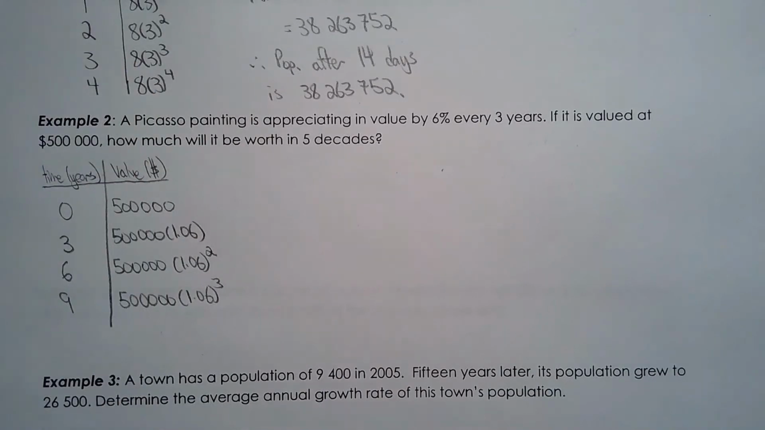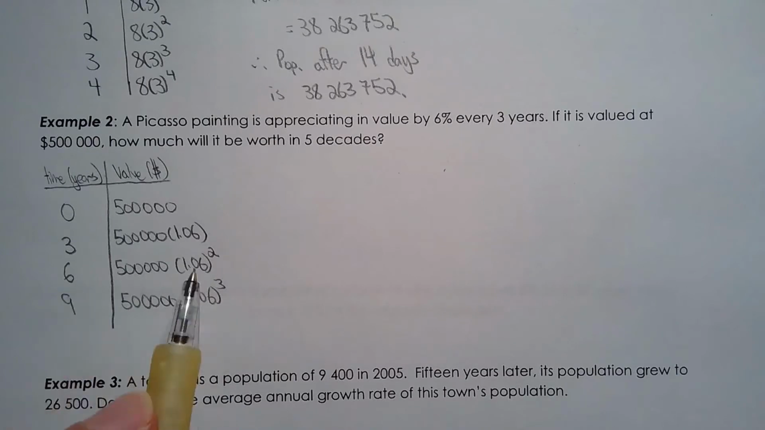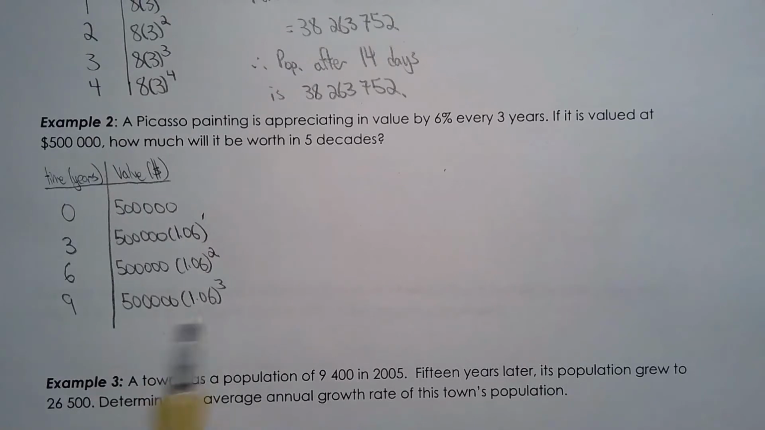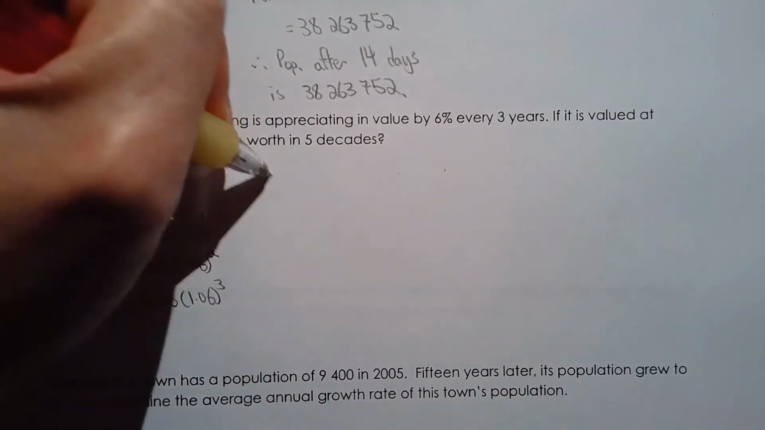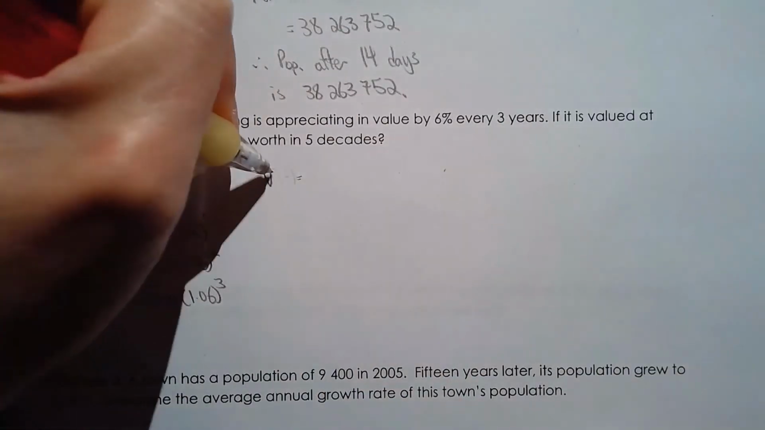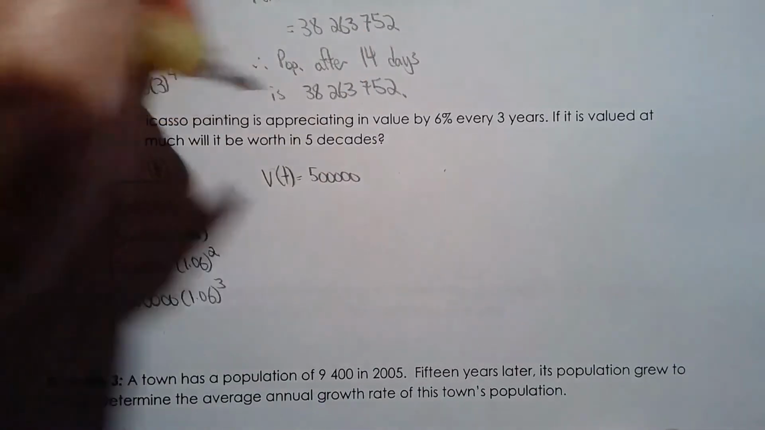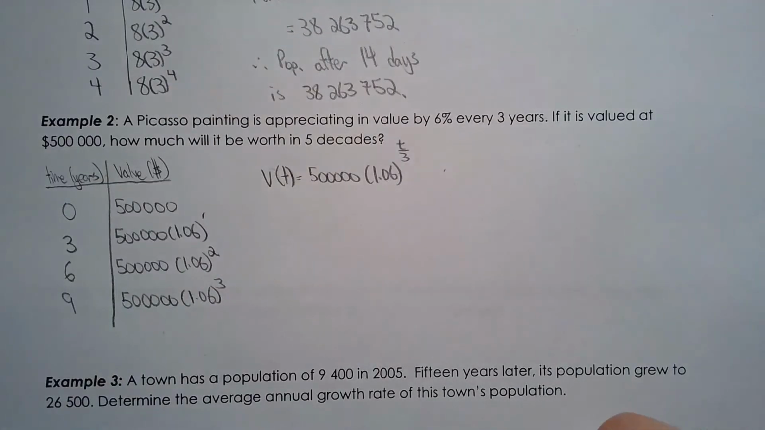Now, this example is a little harder because the exponent doesn't match up with the time in years. In fact, you can always get the exponent by taking the number of years and dividing by 3, which makes sense because you're appreciating by 6% every 3 years. So, oops, let's not do VP, let's do V. The value of the painting as a function of time is 500,000 times 1.06 to the T over 3, because it's every 3 years, right?